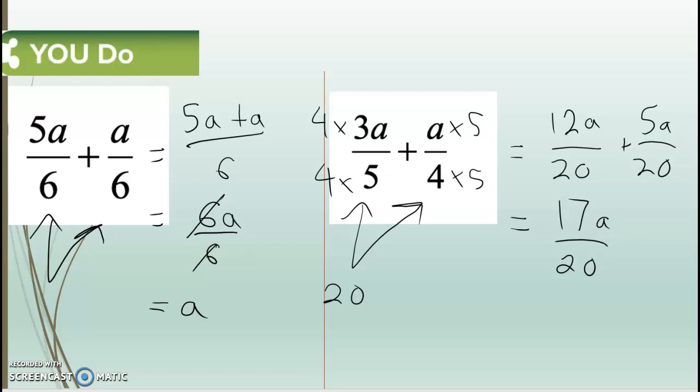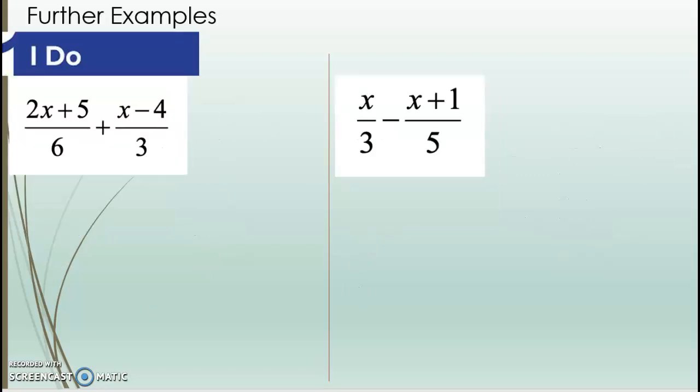I'm going to do 2 further questions. They're just a little bit more difficult. On the first example here, we've got 2x plus 5 over 6 plus x minus 4 over 3. The philosophy remains the same. We want to make the denominators the same. At the moment, they're different.